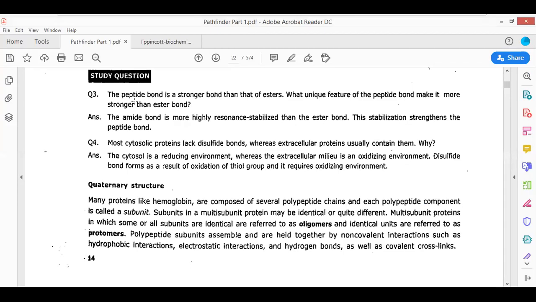The second feature of the peptide bond is that it contains partial double bond character. Because of the partial double bond character, it has a shorter bond length and is much more stable as compared to an ester bond, and the stabilizing effect is greater in peptide linkages as compared to ester linkages. This is the answer to question number three. Okay.